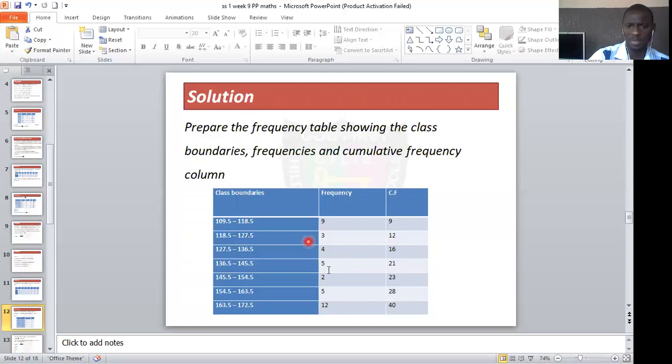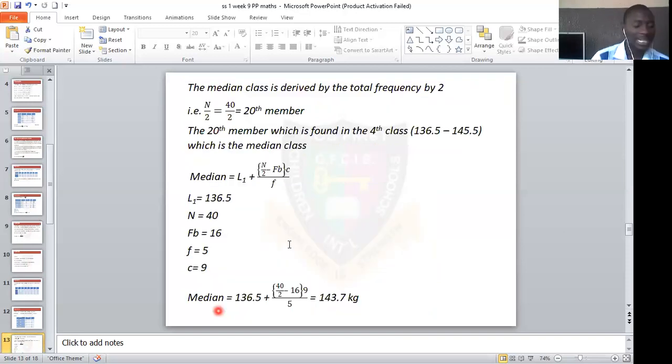The width of the class is now 9. That is 136.5 to 145.5, the median class. So insert the parameters. You get 143.7 kg.